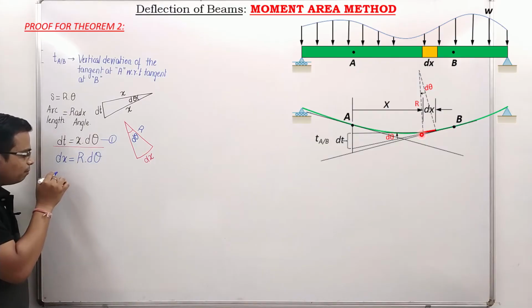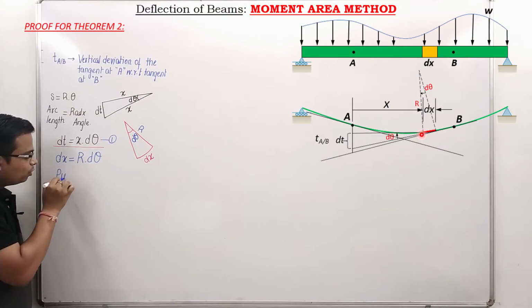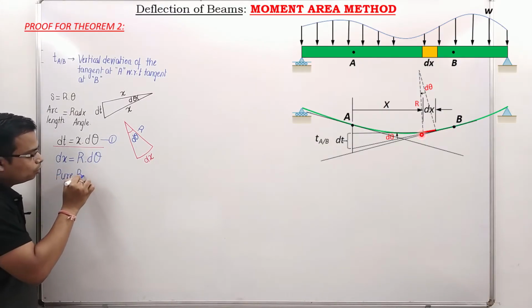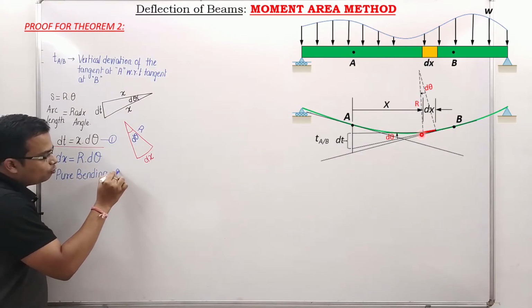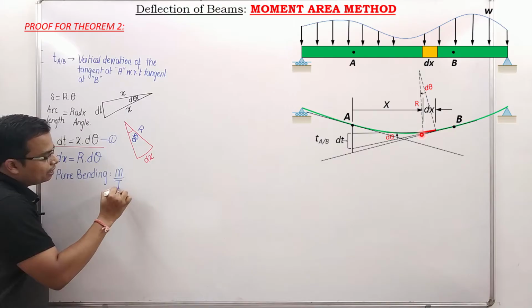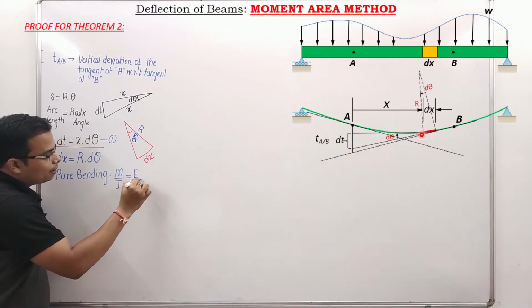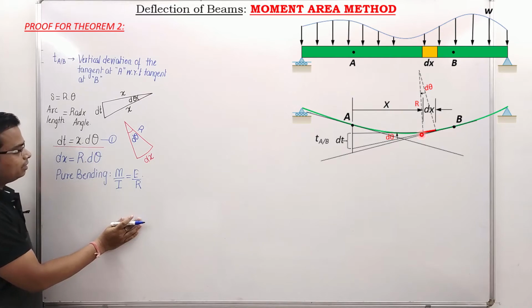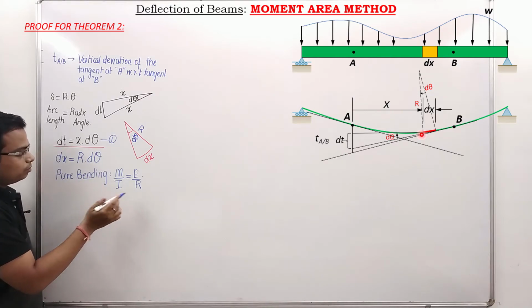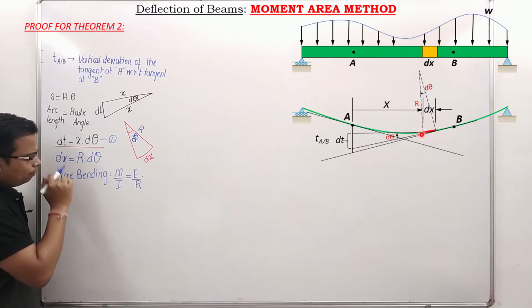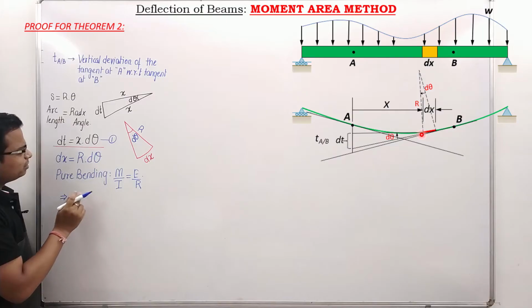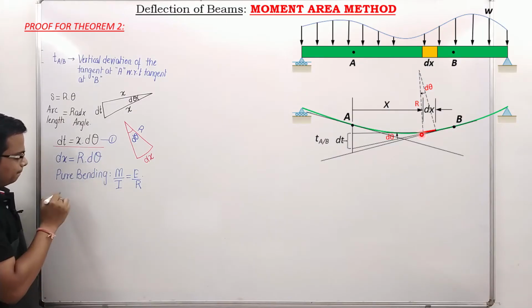Now we are going to apply the equation of pure bending. So what can you recall from the equation of pure bending? You can recall that M over I is equal to E over R, right? So in that case R can be written as, let me just write this up this way.